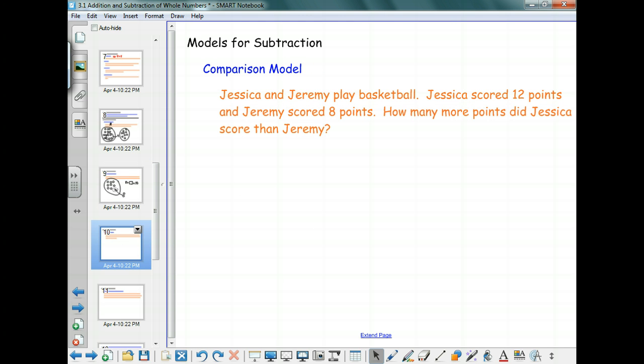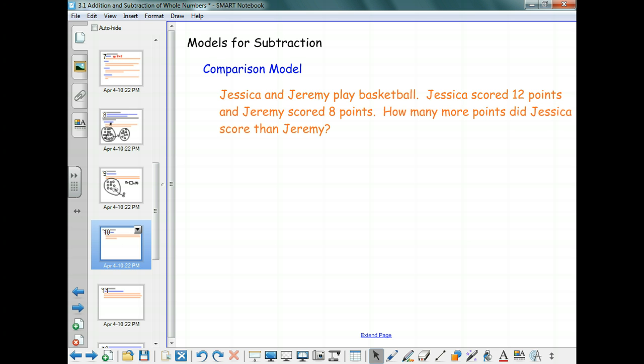All right, comparison model. All right, Jessica and Jeremy play basketball. Jessica scores 12 points. Jeremy scores 8 points. How many more points did Jessica score than Jeremy? So in this case, you're not taking anything away and there's nothing missing. Do you see the difference?